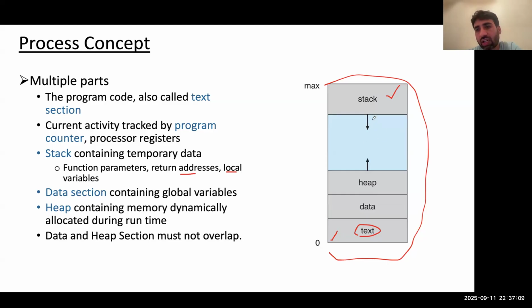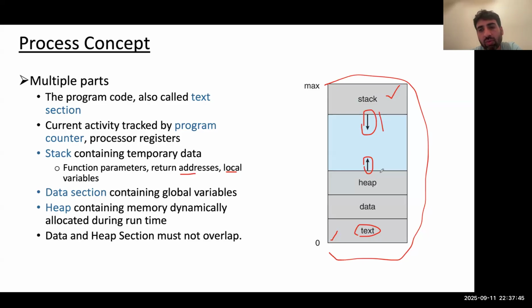If you see in the figure, the heap and the stack are dynamic. That's why we have these arrows, to show that they can grow and shrink according to the requirement. For example, when you make a function call, a function frame is created on the stack. When you are done with the execution of the function, that function frame is removed. So when the function frame is created, your stack is growing, and when it is removed, the size of your stack decreases.